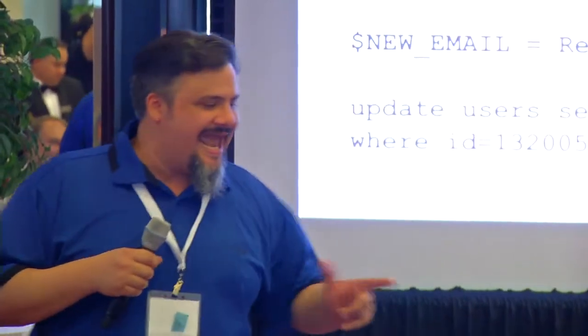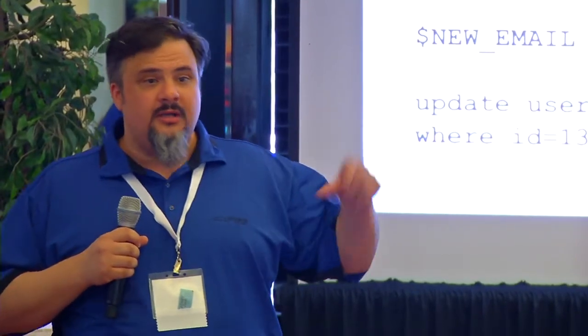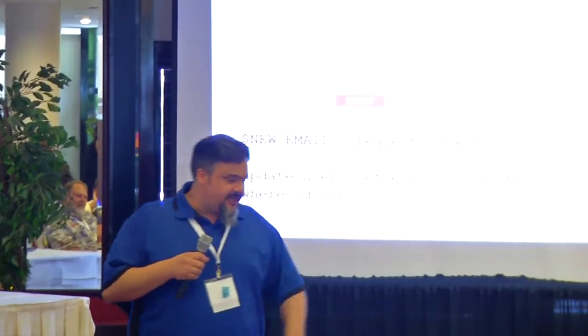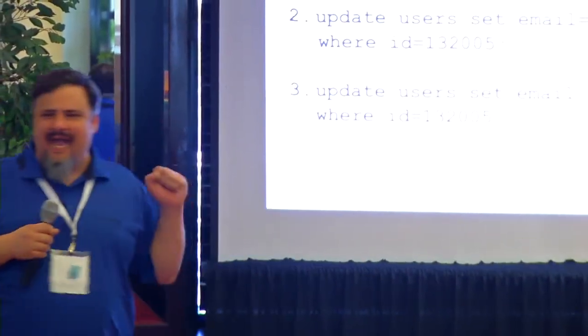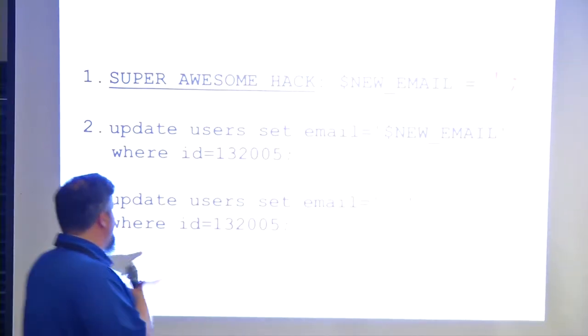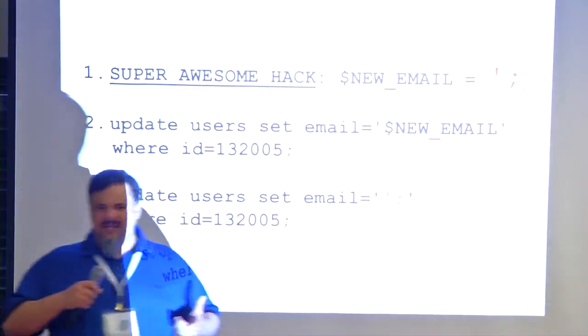So here we have a simple edit user form. We're trying to edit the email address of a certain user. We want to update the user table. We're going to set the new email equals single quote, a new untrusted email address, single quote, where the ID is a trusted user ID from the session. A really common feature in web application development. So here's my super awesome APT hack. Single quote, semicolon. We inject that single quote, semicolon into the middle of this query right here. Bang. So that's the untrusted data in red that's going to manipulate the query.